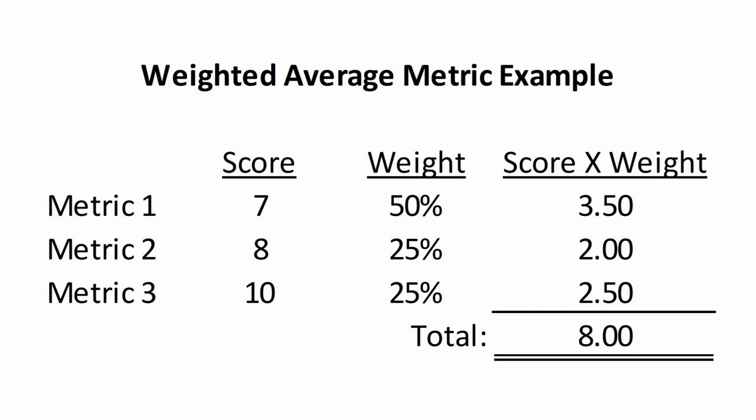You multiply each metric score by its weight. The sum of these scores multiplied by weights is the sum of the weighted score. This boils all your metrics down to one number. That assumes you know how to weight each metric.